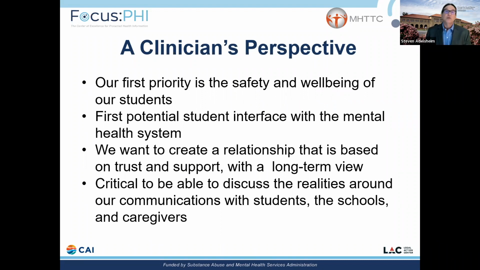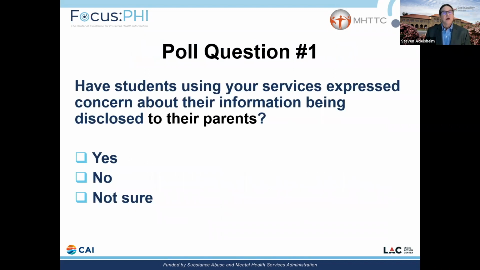We're going to move into a poll right now, so let's have the first question. If you could share with us in the poll, have students using your services expressed concern about their information being disclosed to their parents or to their caregivers? You should see the poll jump out there in front of you. We're going to give you a little bit of time, and these numbers are jumping up really quickly. So what we're seeing is that so far, 80% of you are saying yes. This has been 79%, 14% no, 7% not sure. So clearly, this is a really critical issue for us to have a good sense for and to know how to do this communication with caregivers in appropriate ways.